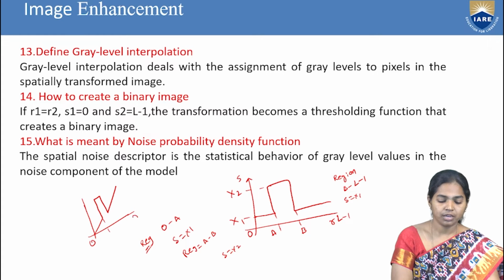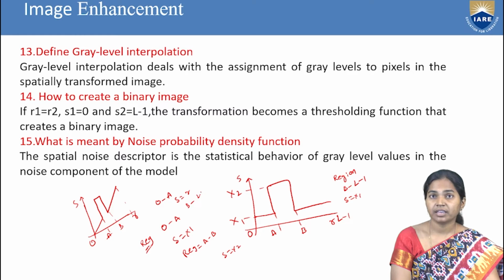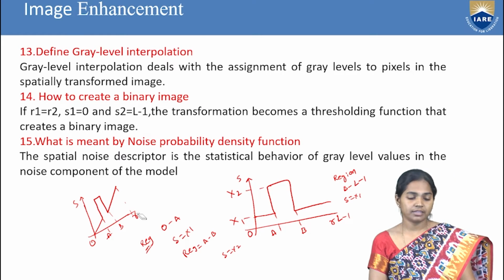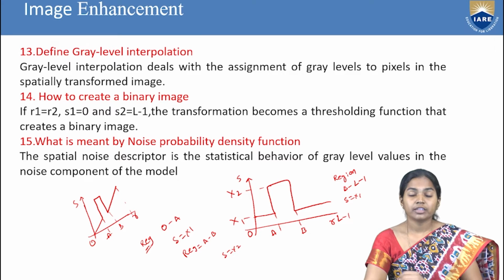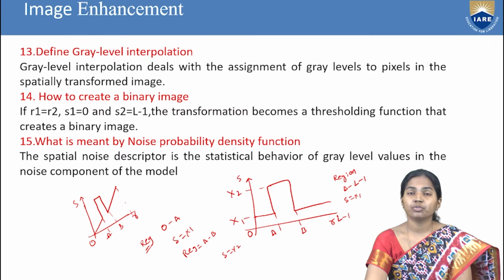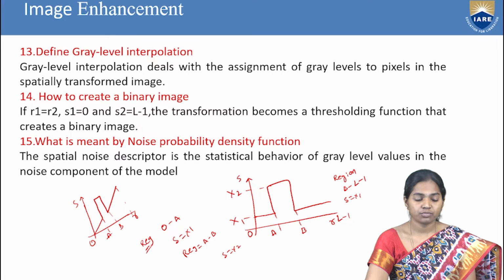Here it is 0, R, S, A, B. It is the maximum level. Here 0 to A, S equals R, and B to maximum level L minus 1, here S equals X2. So this is the representation of gray level slicing. Gray level interpolation deals with the assignment of gray levels to pixels in the spatially transformed image.